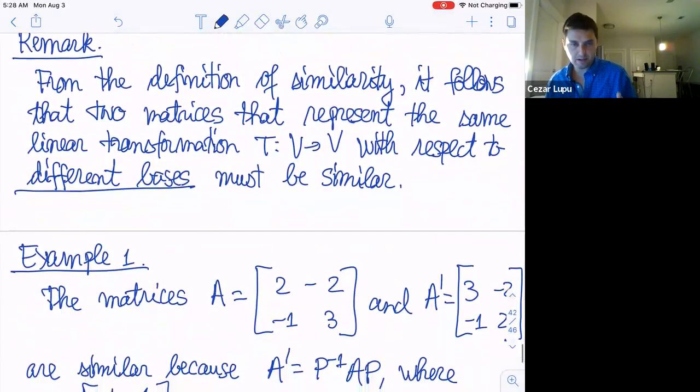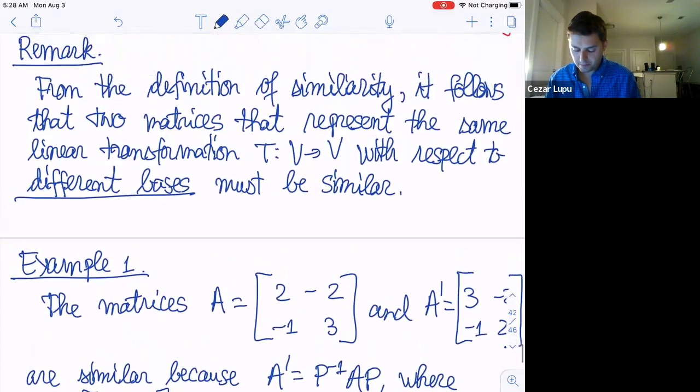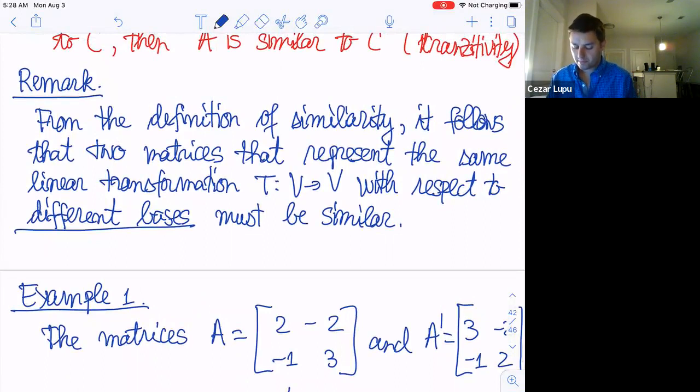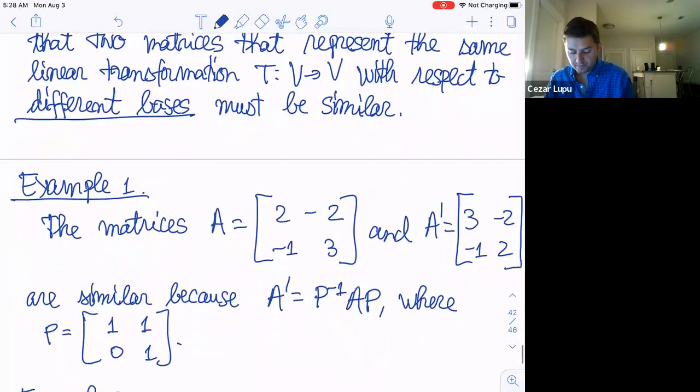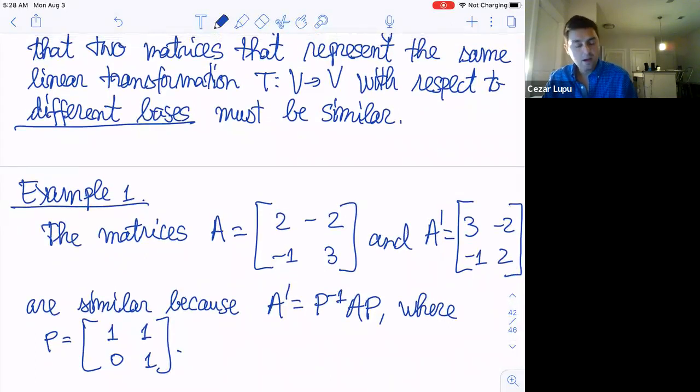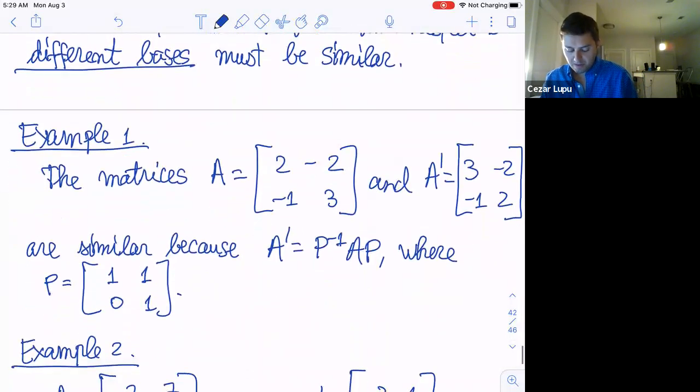Again, I'm going to take examples from our previous discussion. As you can see, these two matrices here: A is 2, -2, -1, 3, and A prime is 3, -2, -1, 2. We have already seen that. We have exhibited an invertible matrix P such that A prime is P inverse times AP. Well, guess what this matrix is? It's just a matter of computations for you to see that, but we have already done that, so we've seen it.